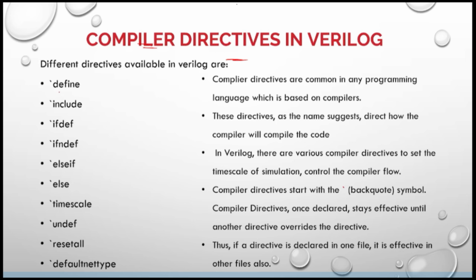Okay, when you are writing a compiler directive, it will be given by a tick symbol, like tick define, tick include, tick ifdef, tick ifndef, tick else if, tick else, tick timescale, tick endif, tick resetall, tick default_nettype. So from the name itself you can grab the knowledge on what is the work that they will do.